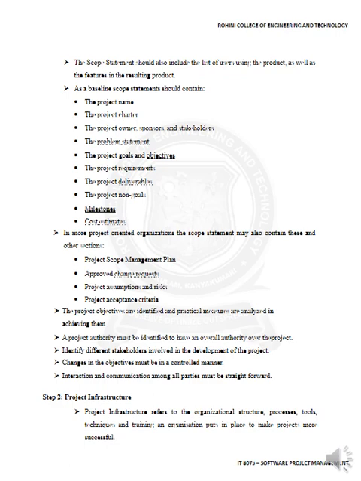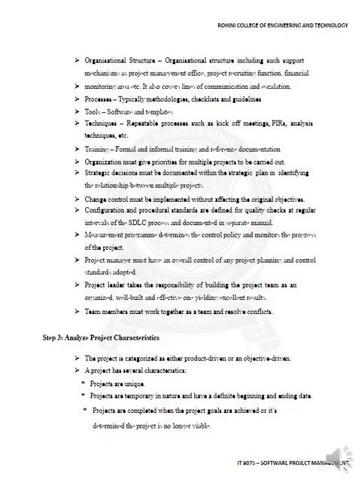Then step 1, project infrastructure. It refers to the organization structure, processes, tools and techniques, and the training an organization puts in place to make projects more successful. Organization structure includes support mechanisms such as project management office, project recruitment function, financial monitoring, etc. It also covers lines of communication and escalation. Processes, typically methodologies, checklists and guidelines. So how to select the tools, what are the software and templates, what are the techniques. Then what are the kickoff meetings, analysis techniques and all. The organization gives the training, formal and informal training and reference documentation.